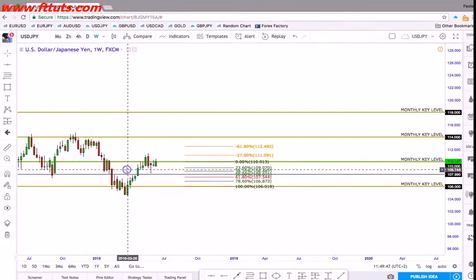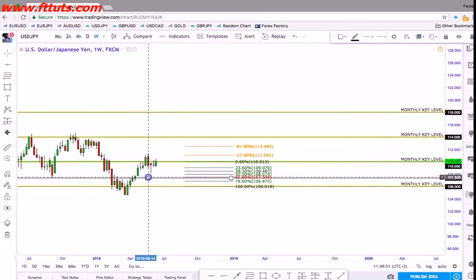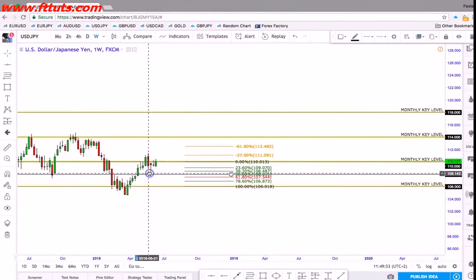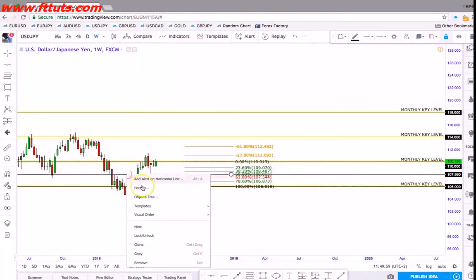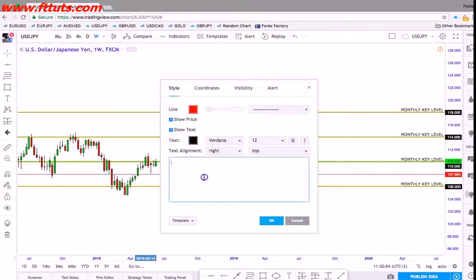Please, guys, use utmost precision when placing these levels. You don't want to rush this. Understand it's not something that needs to be done every week. That should do every few months. And then we want to make it red. And we want to just call it weekly and set the text to the left. And just say weekly level.